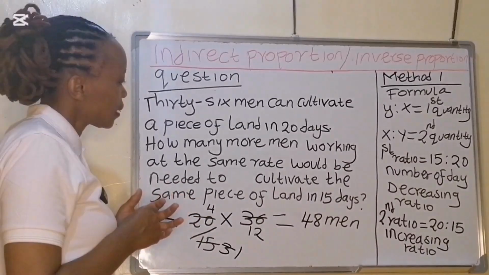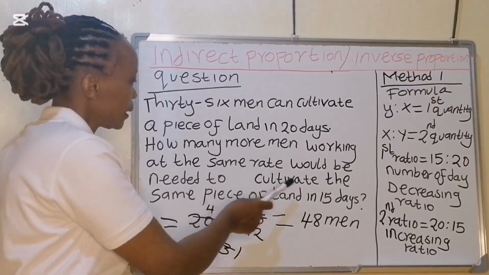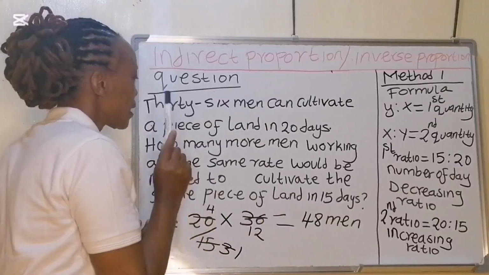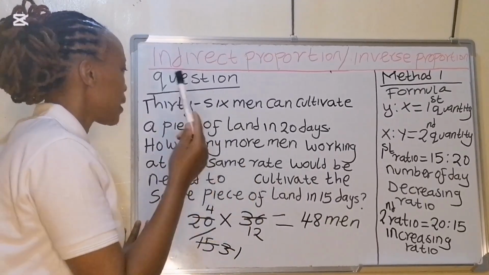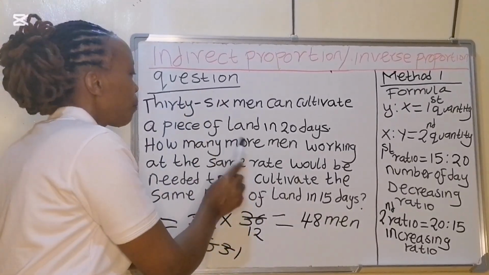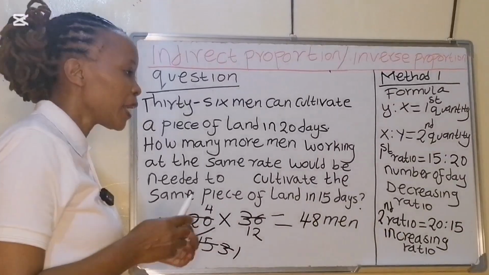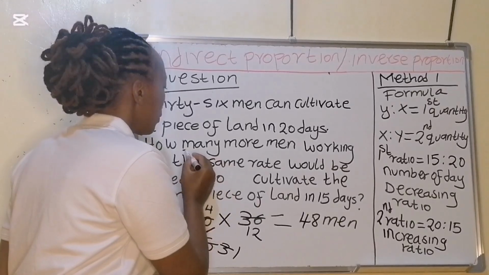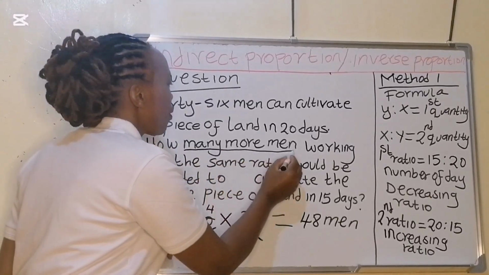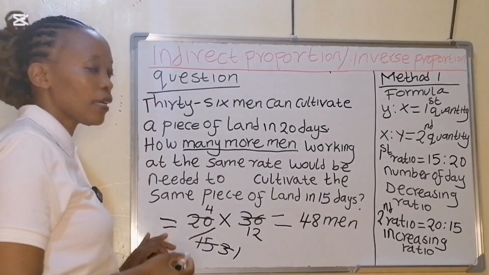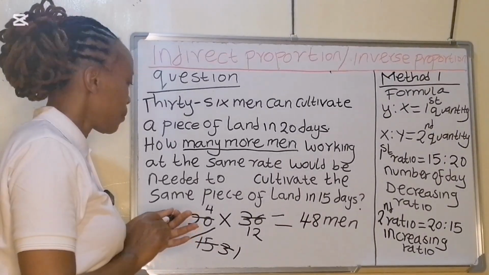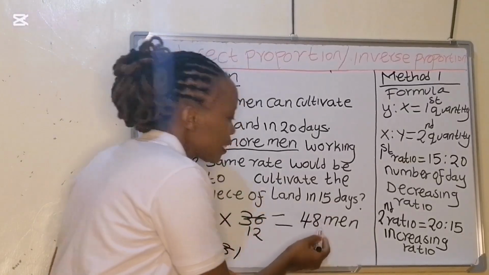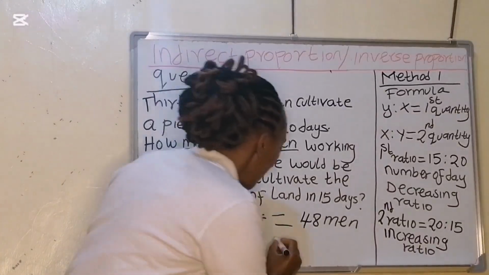Why? Let us read here. How many more men working at the same rate would cultivate the land? How many more? Look at this. How many more men working at the same rate? So the answer is, we had 36 men. Now it is 48. How many more men?